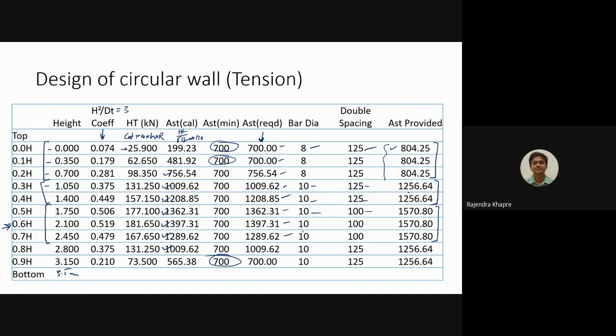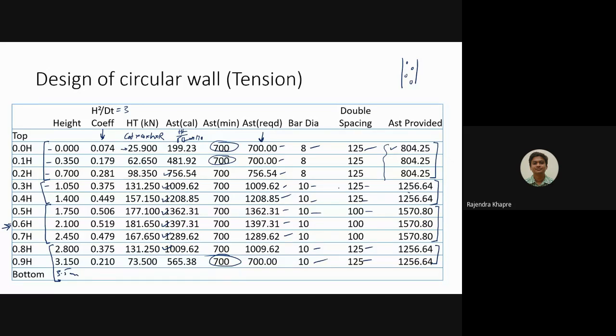In the last region, we are talking about a distance from 2.8 straight away up to the foundation. We are using 10 mm dia bars at 125 mm center to center. This AST which I am going to provide will be on both sides, provided alternately, because this reinforcement is provided for the hoop tension, isn't it?